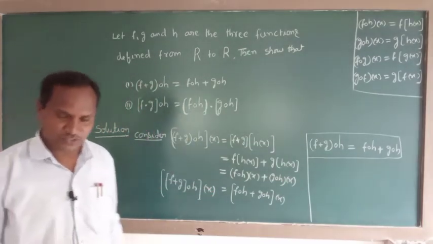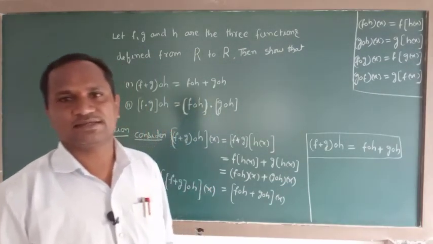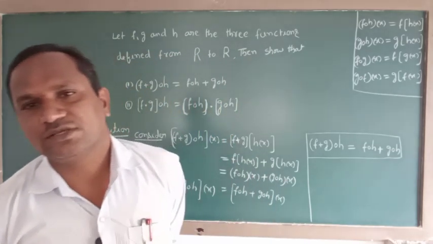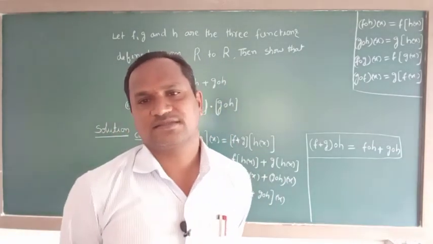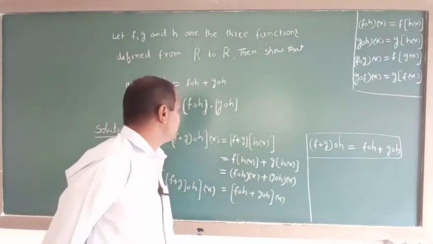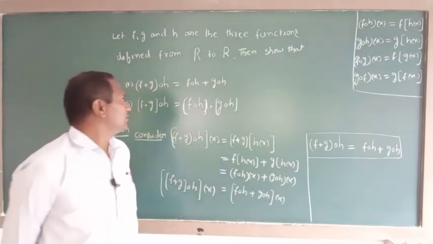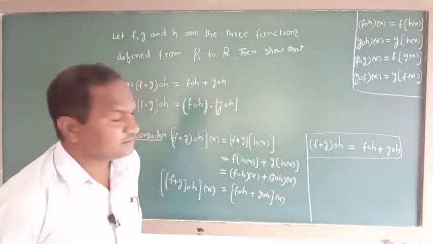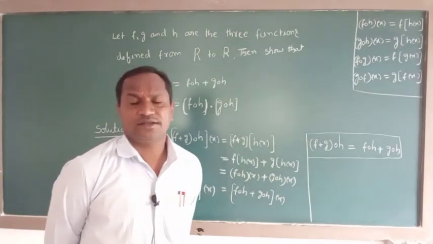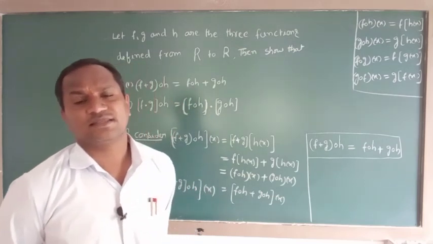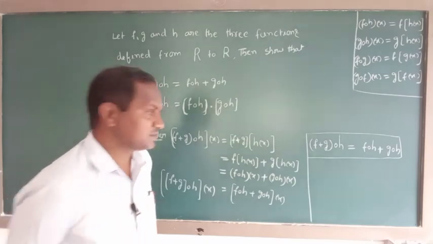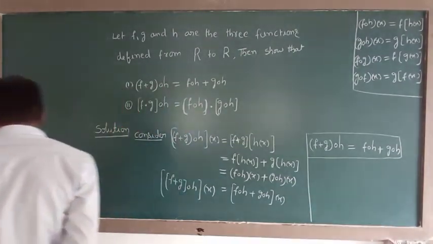For the first question, we considered the left hand side part. That is, the left hand side part means here f plus g circle h of x, and with the help of that we proved the right hand side, f circle h plus g circle h. Similarly, in the same way, next let us give the proof for the second question also here. See here, the first question was over, next the second question.